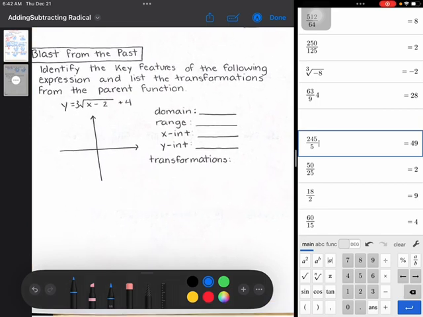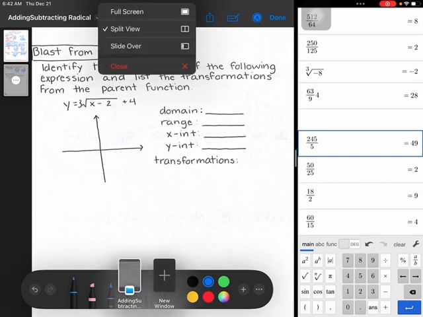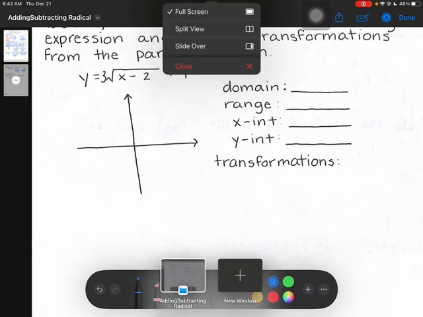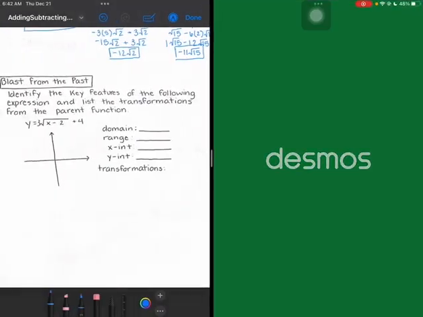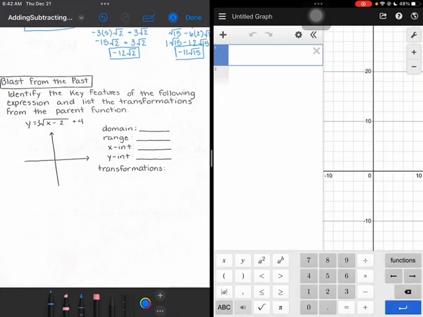So let's do a little bit of a blast from the past here. A couple lessons ago, we looked at identifying key features. So let me go ahead and pull up our graphing calculator here. So you can go ahead and get this graphed and get an idea of what we're looking at. So here, I'm going to go ahead and graph it. So y equals square root of x minus 2 plus 4.